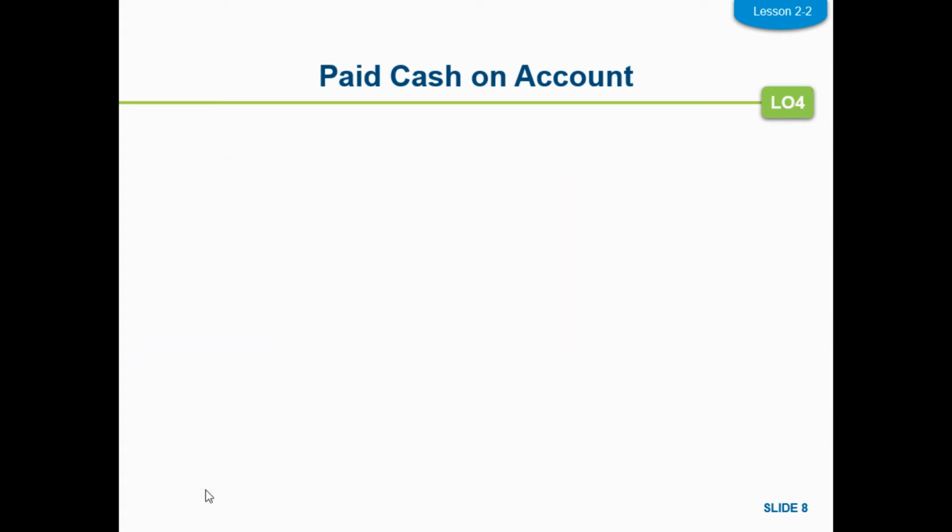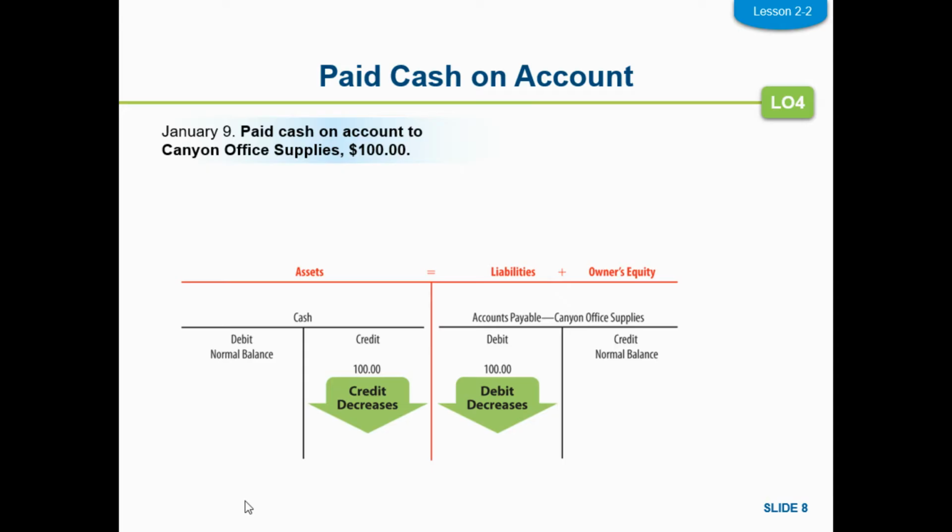Paid cash on account. Again, you have to think about what does account mean? We'll just pause right there. What does paid cash on account mean? Who owes who what? Well, paid cash on account to Kenyon Office Supplies. Remember, we just bought office supplies from them a few transactions ago.